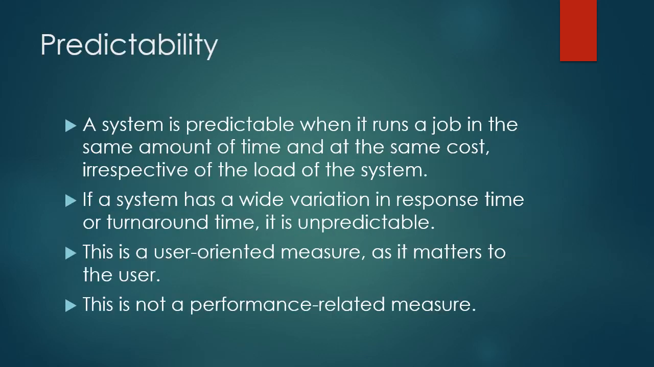Predictability. A system is predictable when it runs a job in the same amount of time and at the same cost, irrespective of the load of the system. Let us consider a bakery selling cupcakes at the rate of 20 rupees for one. Some days, there were no customers at this bakery. On other days, it would be full of people waiting to buy cupcakes. But the price remained the same.